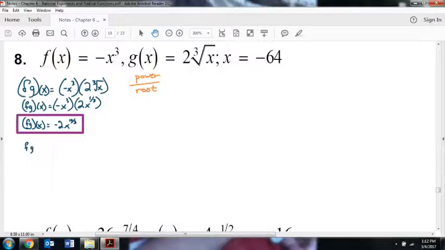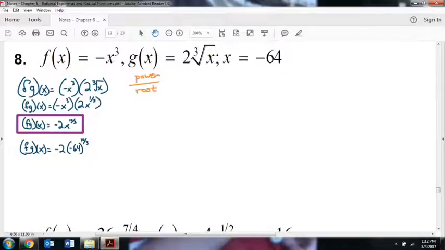F times g of x equals negative 2 times negative 64 to the 10 thirds. So that's negative 4 to the 10th. I'm just going to stick that in my calculator. Negative 64 to the 10 thirds is, wow, 1,048,000. So let's go ahead and multiply it by negative 2.